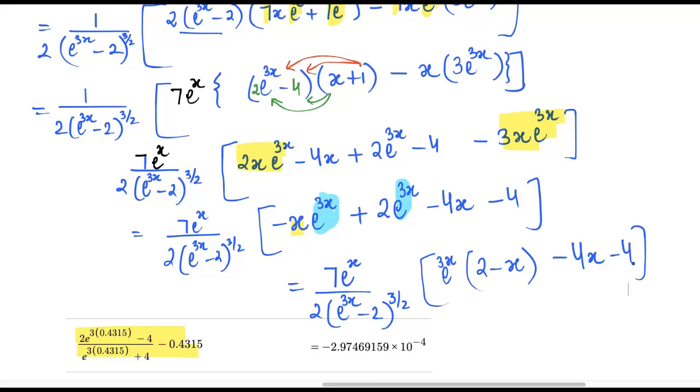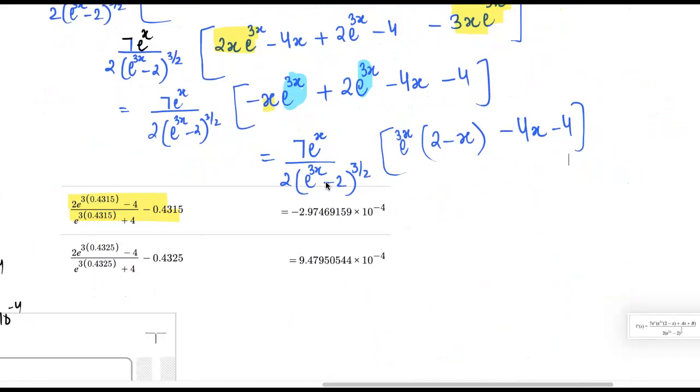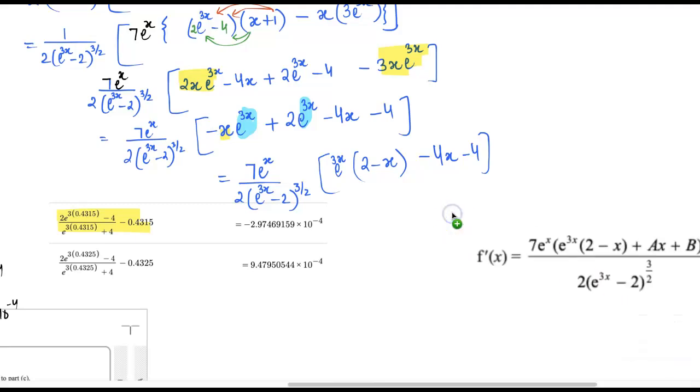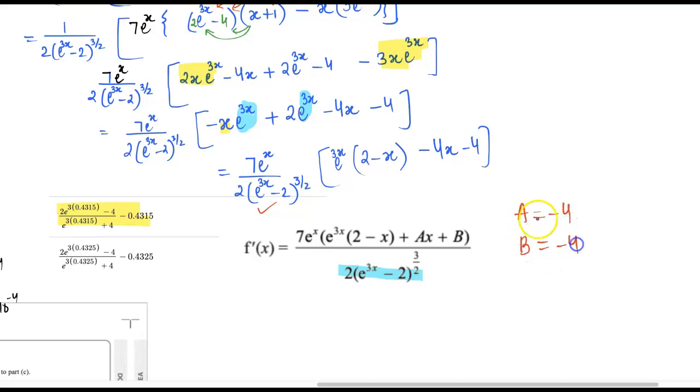Okay, now let's see what we need to prove. So out there at the top, it was something. Let me take the screenshot and compare. So we're going to be placing the screenshot here. So it is 2 e to the power 3x minus 2 to the power. This one is correct. This segment is correct, outside thing. Now inside, e to the power 3x, 2 minus x plus ax plus b. So a is minus 4 and b is minus 4 as well.